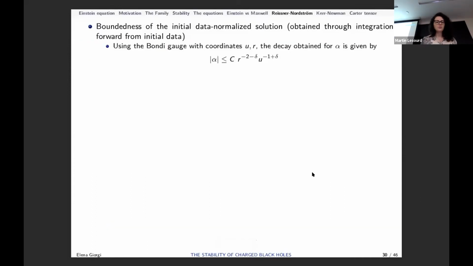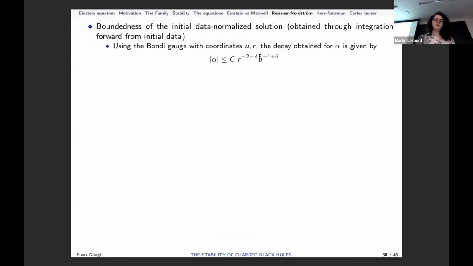And the way you obtain boundedness is through some integration forward from initial data. So let's say you have your control of the gauge invariant quantity, so you have your control of alpha, and you get this kind of decay in Bondi gauge, in Bondi coordinates, sorry, r and u.